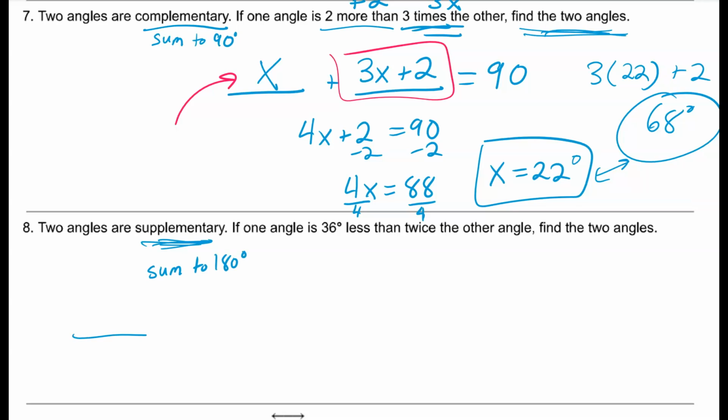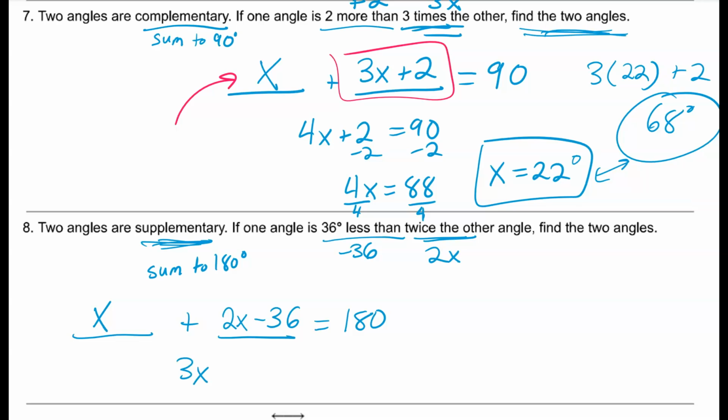So when I'm setting up my equation, it should be one angle plus some other angle equals 180 degrees. So let's keep reading. If one angle is 36 less than twice the other angle, find the two angles. Again, I'm going to label just one of my angles as x, and 36 less than is subtracting 36 from whatever twice the other angle is. And I know twice means I'm multiplying by 2, and I already labeled my other angle as x. So the expression I can represent the other angle with is 2x minus 36.